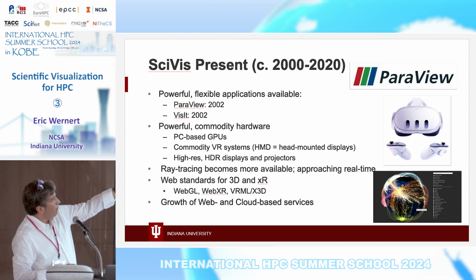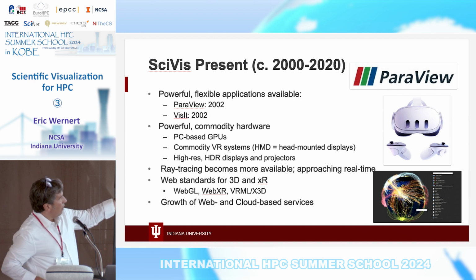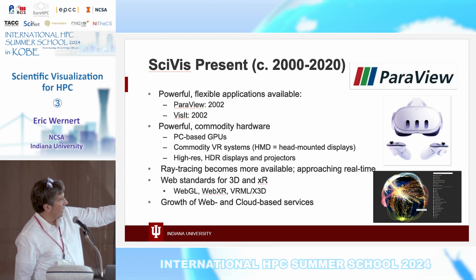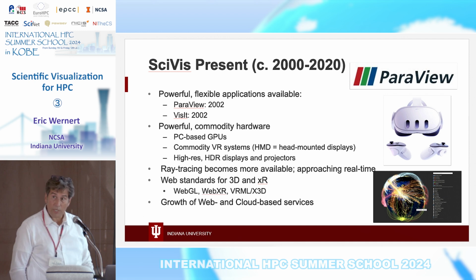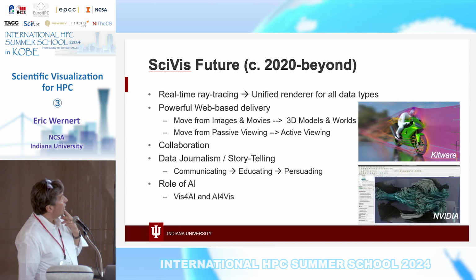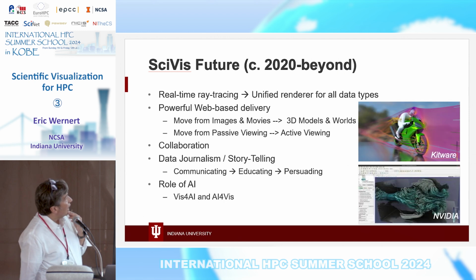There's great displays, there's great hardware, there's emerging web standards. That's just one of hundreds of examples of visualizations that can be done online. We showed you things like Spatial, Sketchfab, et cetera, where you can put stuff online. So what does the future hold?